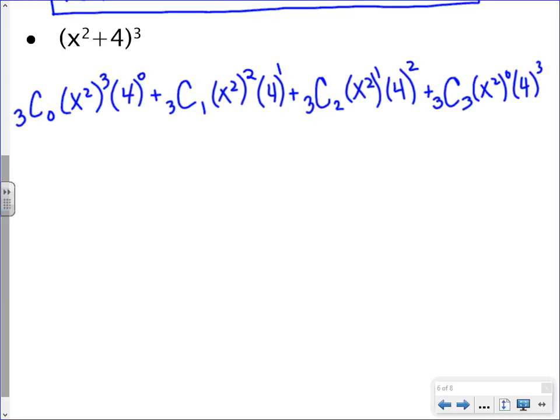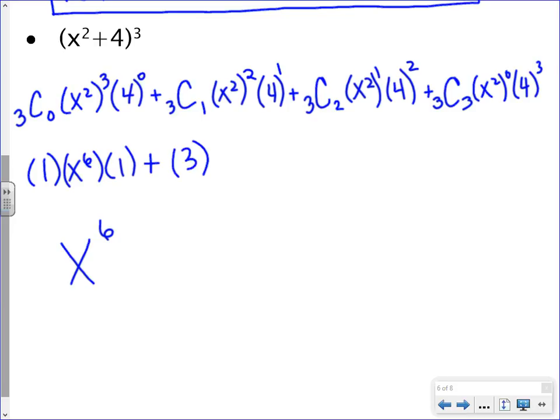All right, Zach, what's 3 combinations of 0? 1. So we have 1 times x to the 6th times 1. Our first term is x to the 6th. Three combinations of 1. What is it, Molly? 3. Yep. X squared squared is x to the 4th. 4 to the 1st is 4. So our second term is 12x to the 4th.